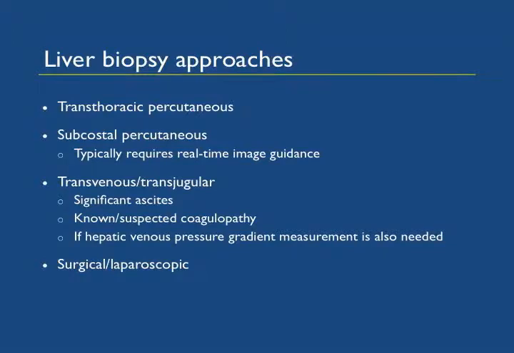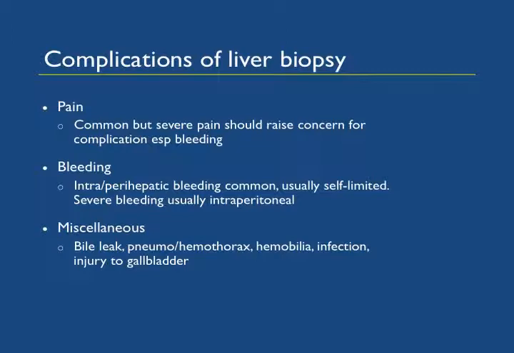The common complications of liver biopsy include pain. This is common, but typically should be managed by analgesics such as acetaminophen or Vicodin. Severe pain should raise concern for a complication such as bleeding. Bleeding is not uncommon, but typically is intra or perihepatic and is not serious, and is usually self-limited. Severe bleeding is usually intraperitoneal. Miscellaneous complications include the risk of a bile leak, pneumo or hemothorax, hemobilia, infection, or injury to the gallbladder.